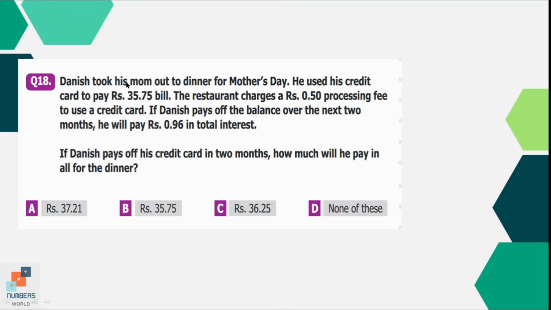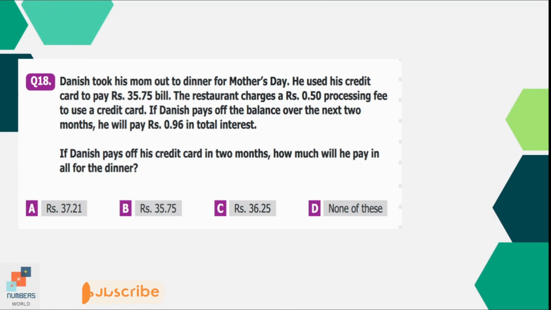Question number 18. Danish took his mom out to dinner for Mother's Day. He used his credit card to pay a 35.75 rupees bill. The restaurant charges a 0.5 rupees processing fee to use a credit card. If Danish pays off the balance over the next 2 months, he will pay 0.96 rupees in total interest. If Danish pays off his credit card in 2 months, how much will he pay in all for the dinner?